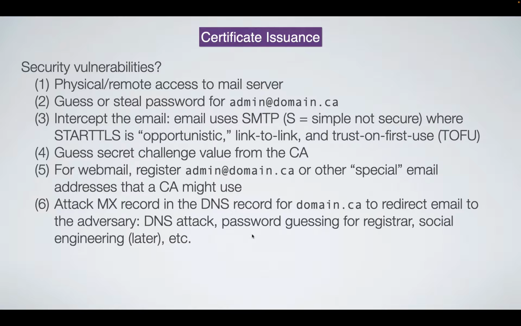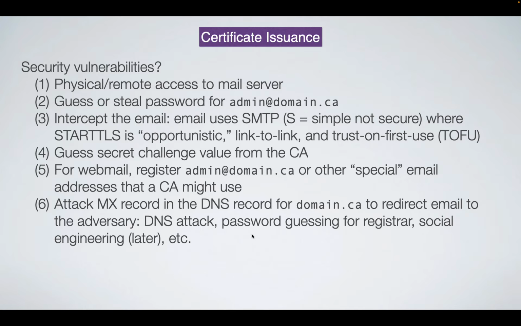And so if you're somehow able to change the MX record on DNS, or at least the CA's view of DNS, then that email is going to go to the wrong address. Okay? How could you change that DNS? There are different ways of attacking DNS, like poisoning attacks and things like that.